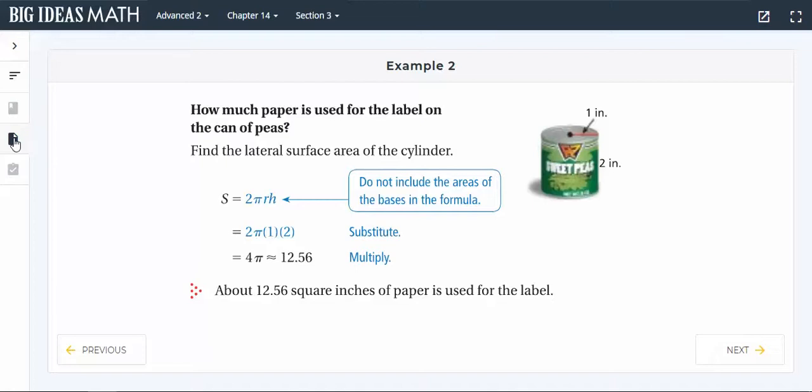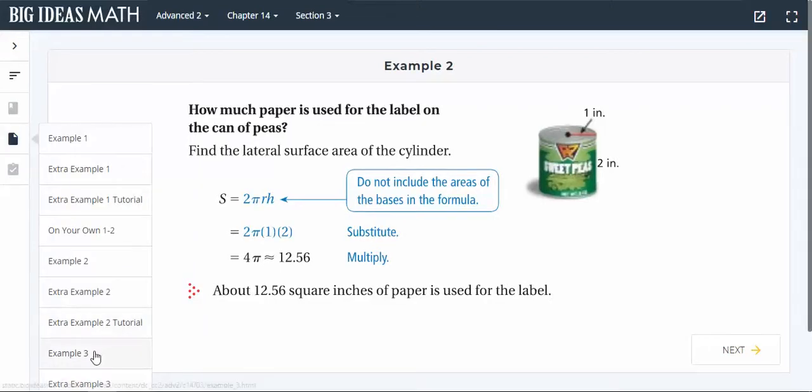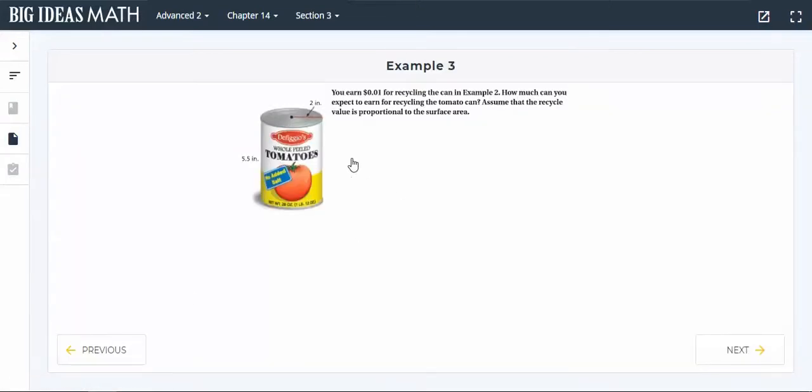The next example that I want to show you is example 3. That's this can of tomatoes. If you earn a penny for recycling the can in example 2, how much can you expect to earn for recycling the tomato can? Assume the recycle value is proportional to the surface area. So we're going to need to find the surface area of this particular can.